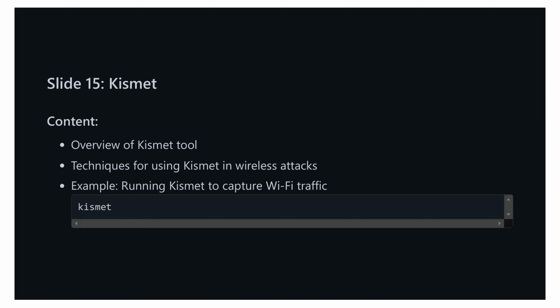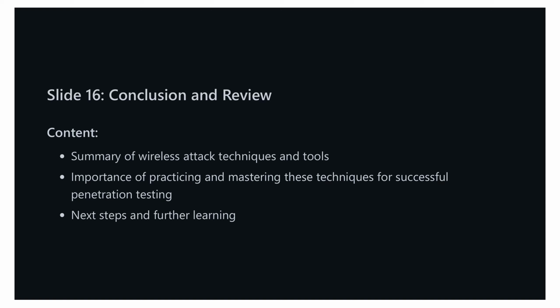Let's now summarize and solidify our knowledge on wireless attack techniques and tools in the upcoming conclusion and review section. Slide 16, Conclusion and Review. In this final segment, we'll summarize the key wireless attack techniques and tools we've discussed in this course. We've covered various methods from passive eavesdropping to active attacks and explored specific tools like Kismet. Practicing and mastering these techniques is crucial for any penetration tester aiming to conduct thorough and effective security assessments. The knowledge and skills you've gained here will serve as a foundation for more advanced penetration testing efforts.